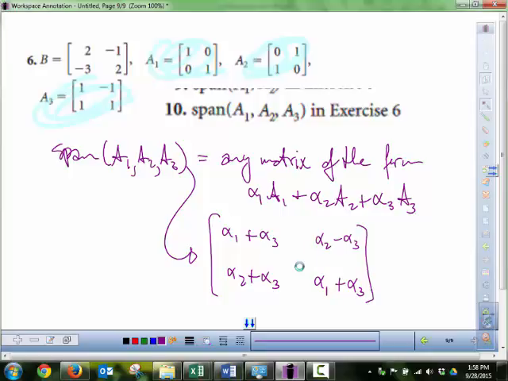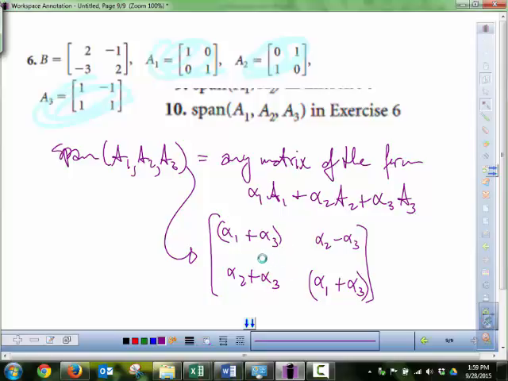You can randomly pick numbers for alpha 1, alpha 2, and alpha 3, plug them in here, and you'll get a matrix in the span. There are no fixed numbers that just come out of here, so we won't get anything more than a matrix of this form. It doesn't look symmetric either. The diagonal is going to be the same, alpha 1 plus alpha 3, and the opposite entries are a little different, but off by adding or subtracting the same number.